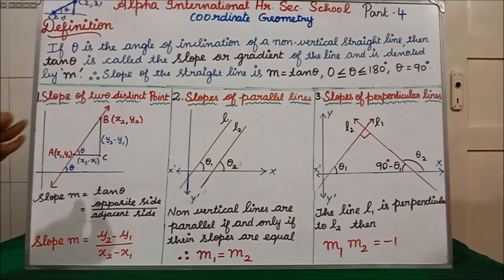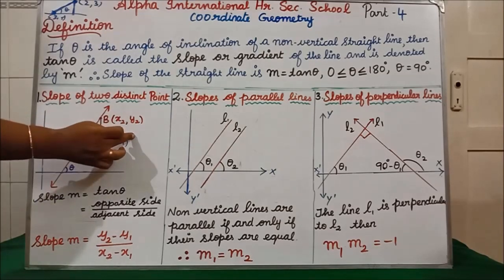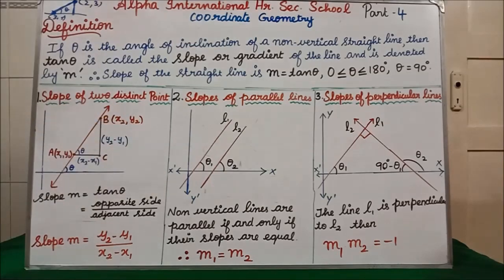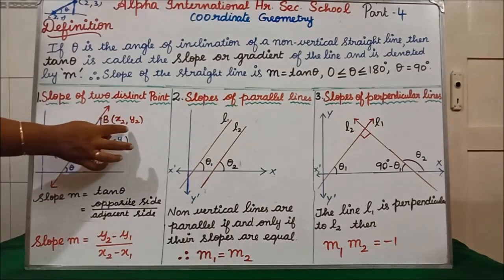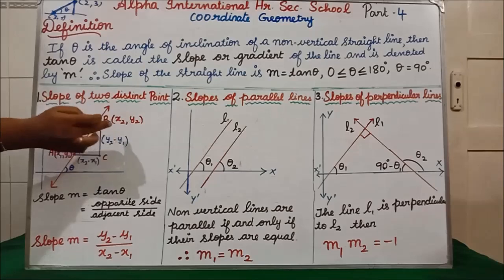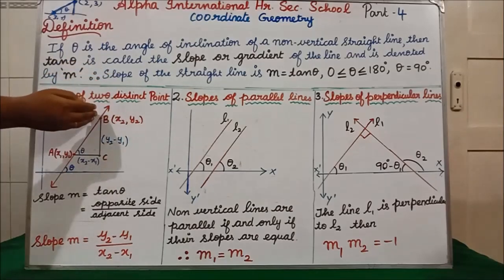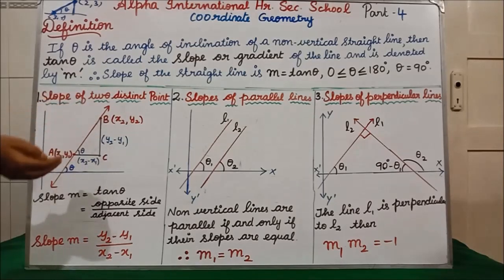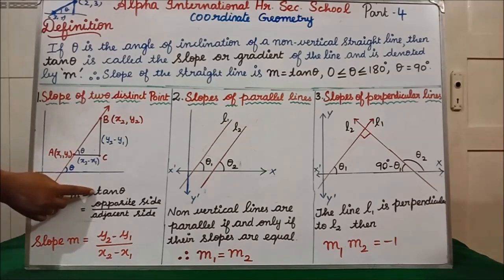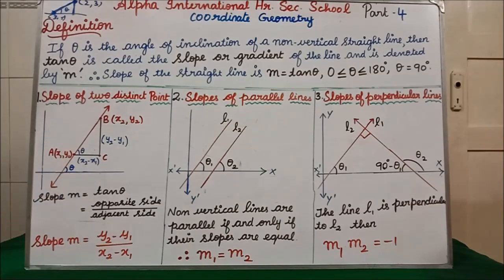Always, the side facing theta is the opposite side. This is the opposite side, no? So this side is the opposite side. Here this side is the hypotenuse. Then this side is the adjacent side. Clear? The tan theta formula, cos theta formula and sin theta formula will come in trigonometry. By that time it will be very clear.